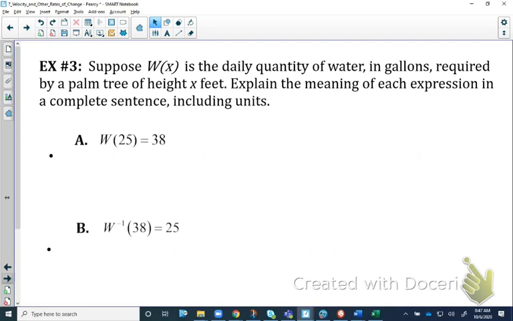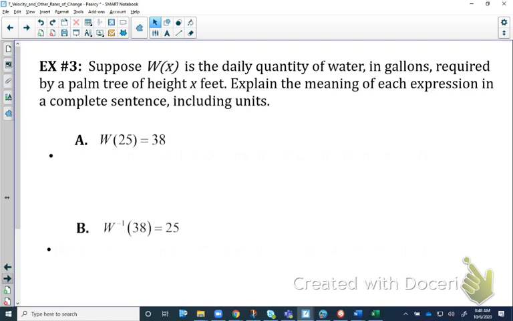Here, example 3, suppose we have function W, and that is going to be the daily quantity of water in gallons required for a palm tree of some height in feet. Explain the meaning of each expression. Now, if you want to try to answer these in advance, go ahead and pause the video and see if you can interpret the meaning of them.